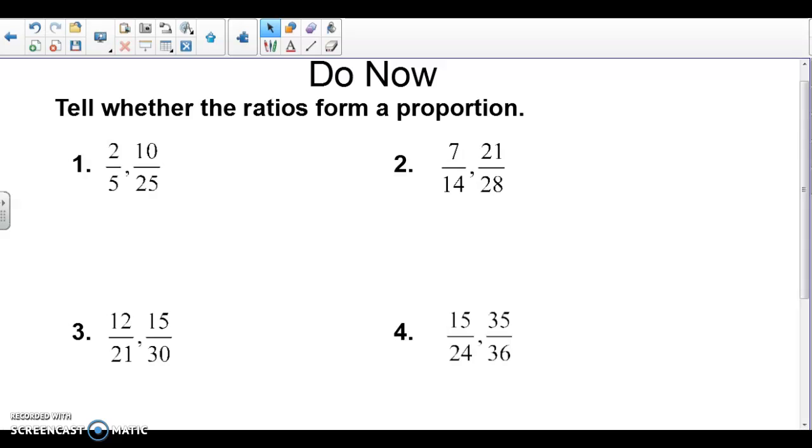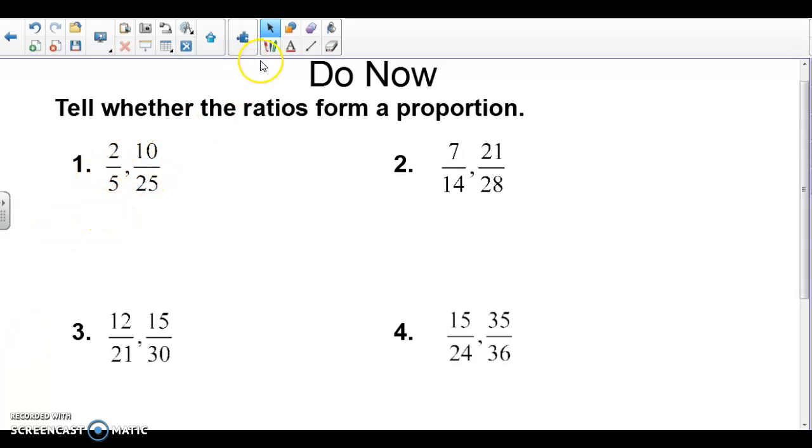Today we are going to start working on section 2.5, which is similar shapes. Before we get started with that, this is a little bit of background information that hopefully you remember how to do. If not, this is a quick reminder. We have to find out if the ratios form a proportion. If you remember, proportions mean that the two things are equal. The ratios are referring to the fractions, and they're asking, are these fractions equal to each other?